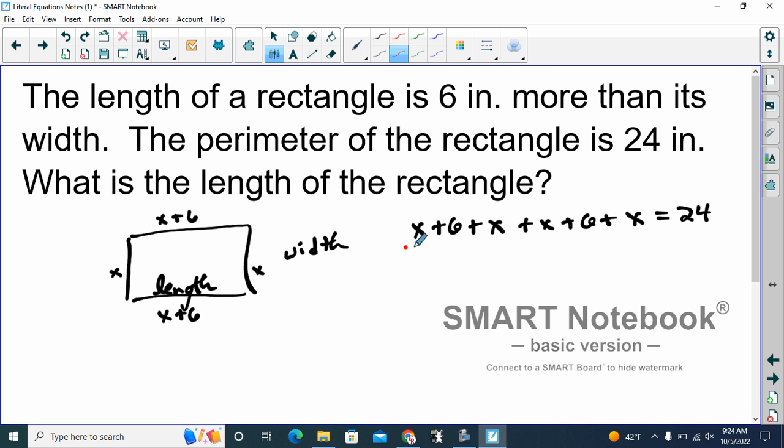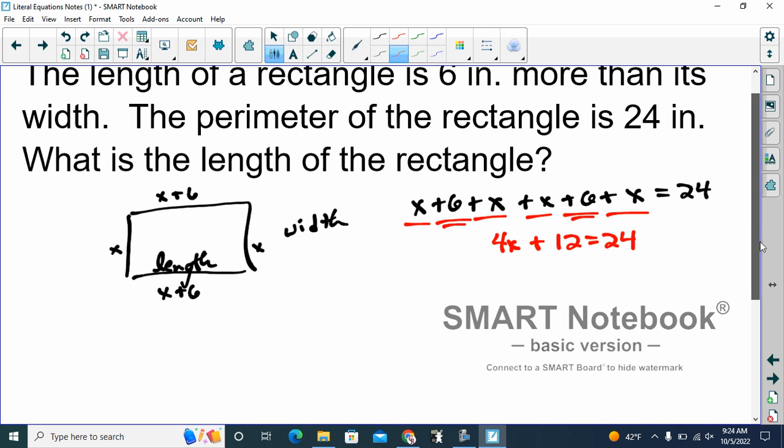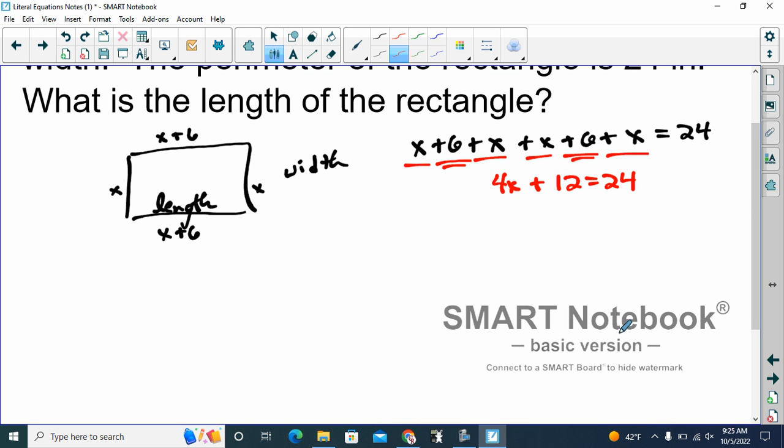Combine up any like terms. I've got 1x plus another x, that's 2, plus another one is 3, plus one more makes 4. I've got 4 x's. 6 plus 6 is 12. We combined like terms there, and we can solve. Minus 12. Divide both sides by 4. I get x equals 3.